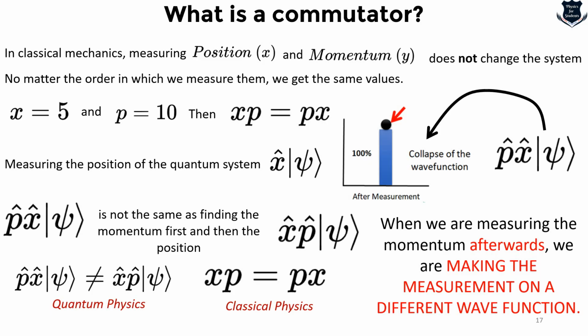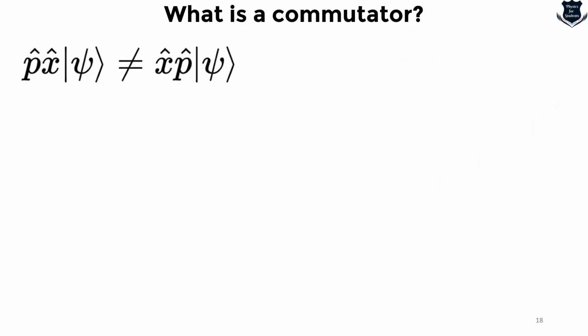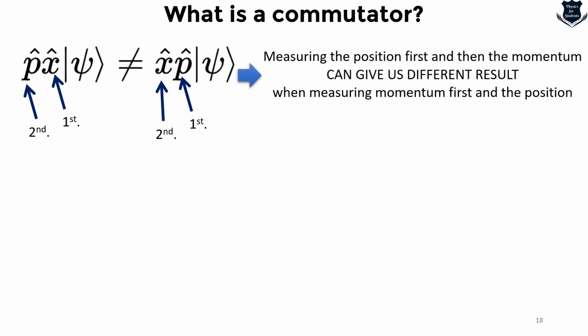What we are assuming is that measuring the momentum afterwards, we are making the measurement of a different wave function. Coming to this part later, we will also take this into account. So here you can see if we measure the position first, x, and then the momentum next, p, it can give you a different result than when you measure the momentum first, p, and the position second, x. This is a difference. Here I have written it in simple language: measuring the position first and then the momentum can give us a different result than measuring the momentum first and then the position. But remember, typically in classical physics, this really doesn't happen.